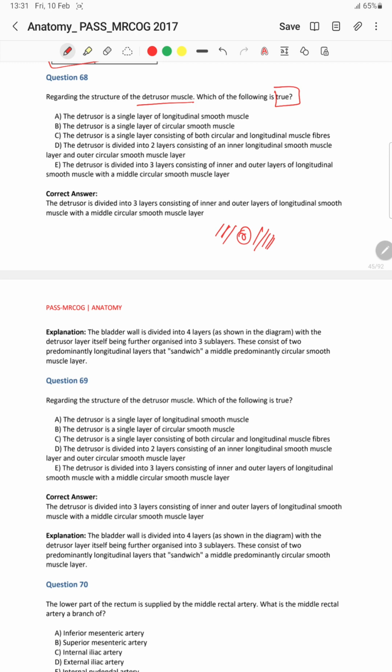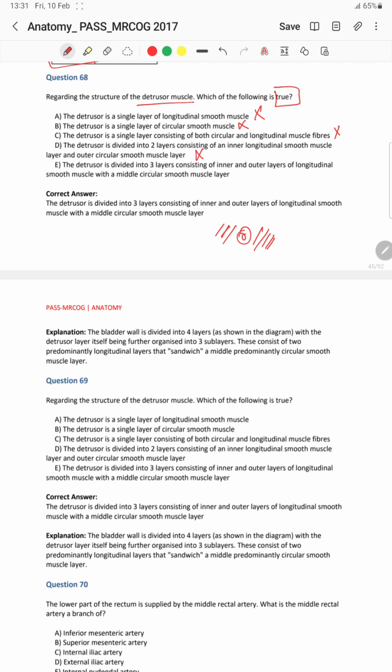The detrusor is a single layer. No, we know that it is a three layer structure. Next, the detrusor is a single layer. No, it has three layers. And the detrusor is again a single layer. Again, this answer is not correct. The detrusor is divided into two layers containing inner longitudinal smooth muscle layers and outer. No, it has three layers.